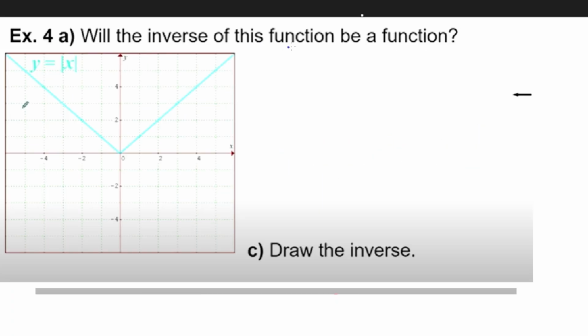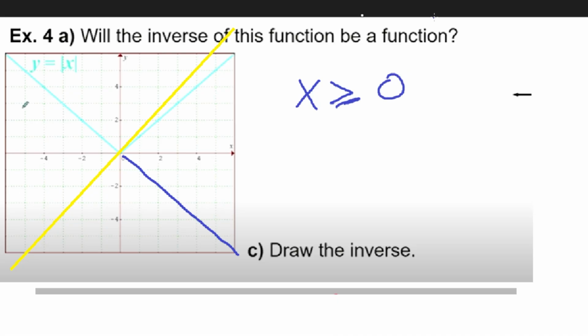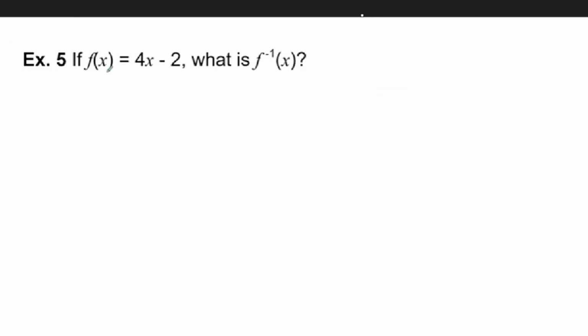Will the inverse of this function be a function? Nope, it just failed a horizontal line test. Draw the inverse, let's do it. Our line of reflection. We can restrict it by saying, you know, x must be greater than 0, which just eliminates this entire part. You can pause here, try and do this on your own.